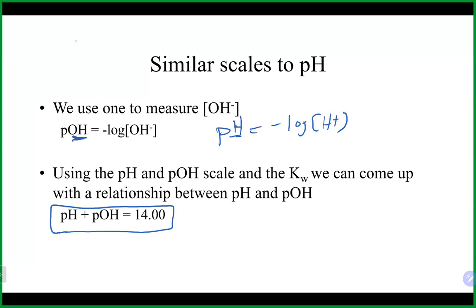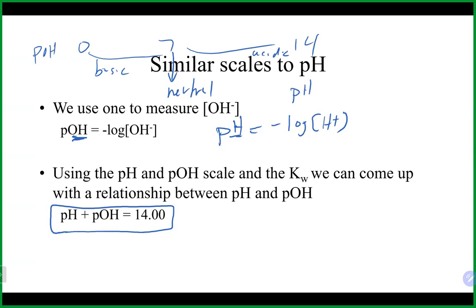So the POH scale is also 0 to 7 to 14, but below 7 is basic, above 7 is acidic, and 7 is still neutral. And that is different than the pH scale that we just talked about, where below 7 is acidic, above 7 is basic, and 7 on the nose is neutral. So if you have a high pH, you'll have a low POH. And if you have a low pH, you'll have a high POH.